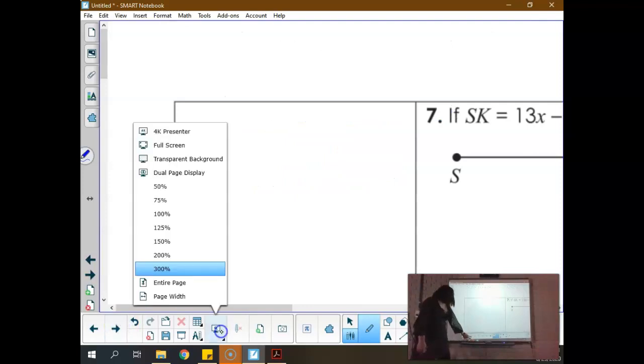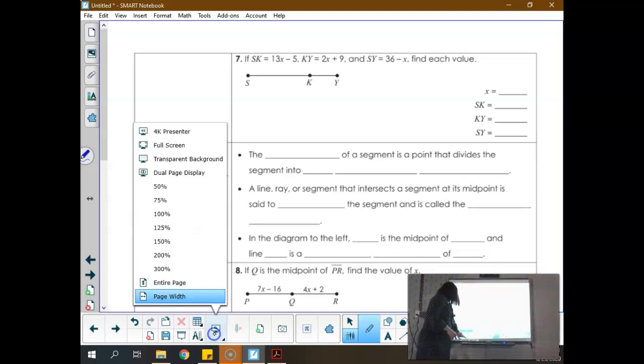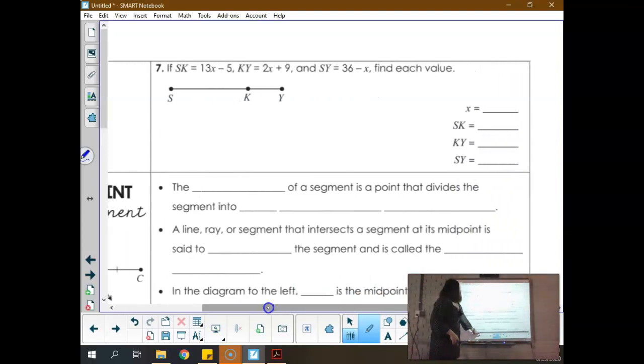So, if we go to that back page, and I zoom it so we can actually see it, 7 is going to be one of your more complicated problems simply because I'm asking for multiple things at the same time. So if I zoom this in just a little bit, call it 150, you're still solving the exact same problems. It's just now I'm telling you, okay, find X and then plug X back in for everything. So they tell me SK is 13x minus 5, KY is 2x plus 9, and then the whole thing from S to Y is 36 minus X.